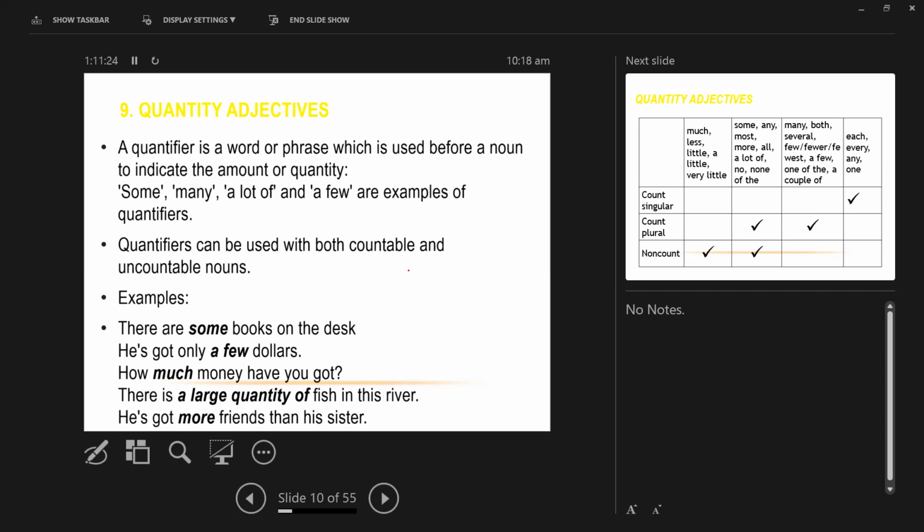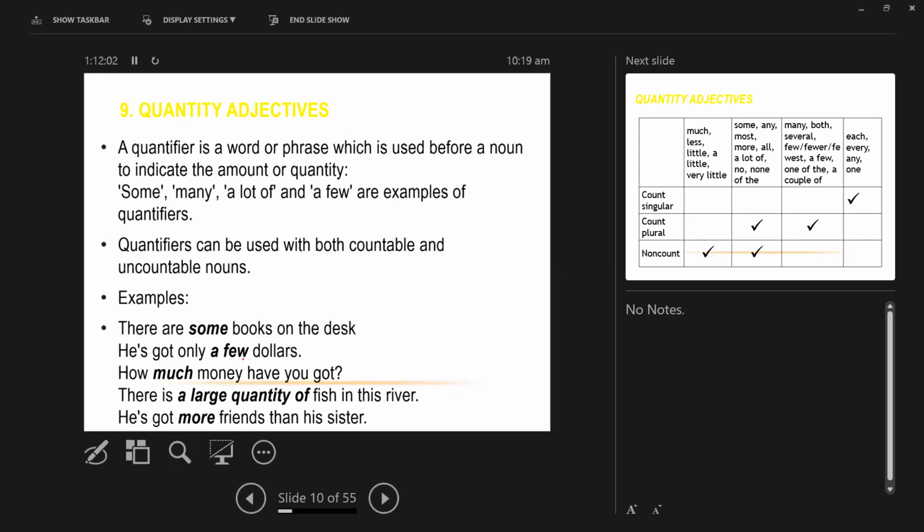Quantifiers can be used with both countable and uncountable nouns. Examples. There are some books on the desk. It doesn't specifically say how many books. It just says that there are some. But we all know that the word some denotes less numbers. Kasi we know that the opposite of some is a lot or plenty, right? But it does not have a definite number or it's not countable, all right?